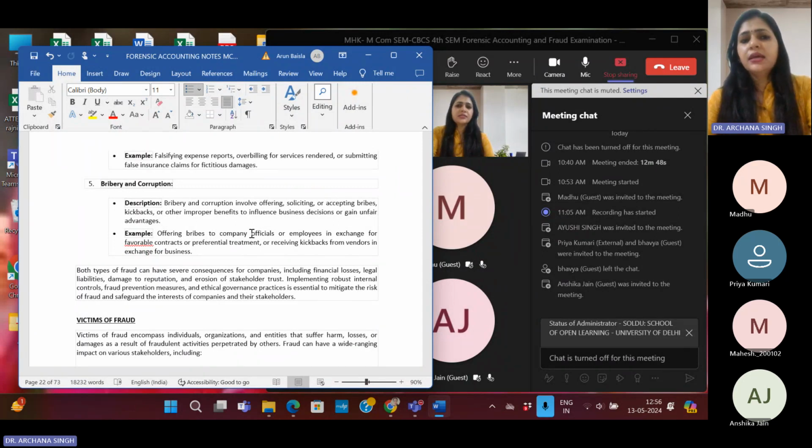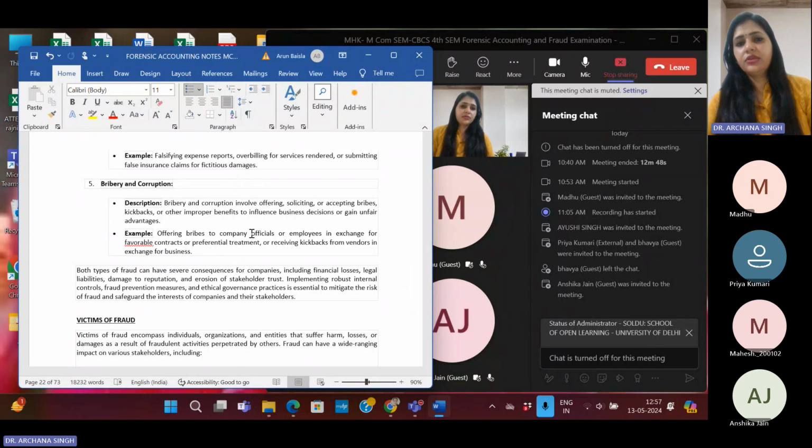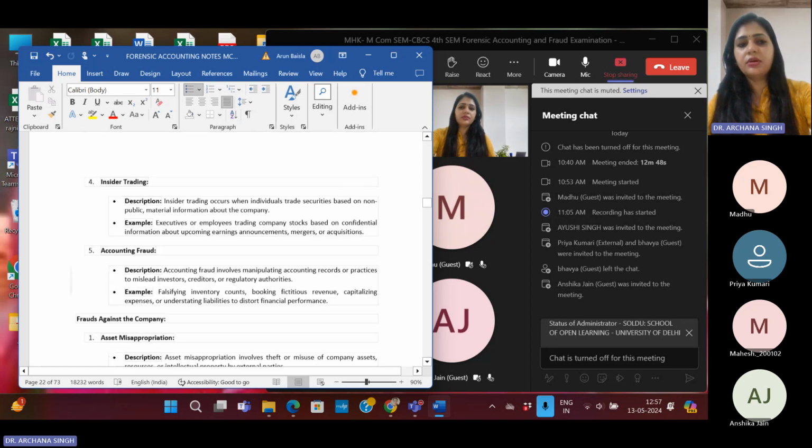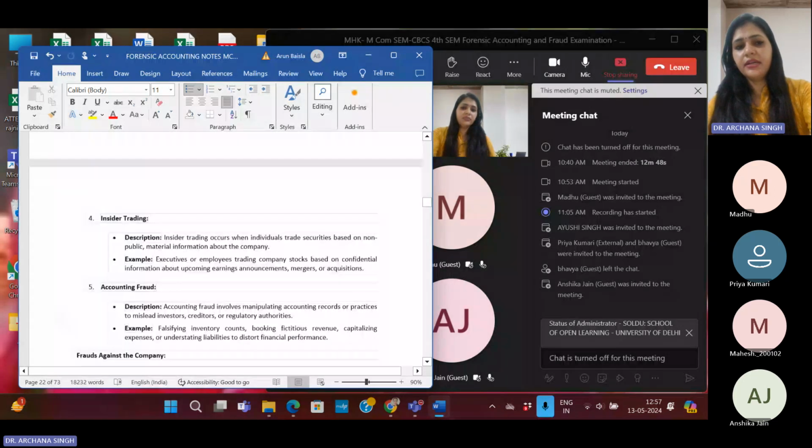So both types of frauds can have severe consequences for the companies, which include financial loss, legal liability, damage to the reputation, and erosion of stakeholders' trust. So they have to implement robust internal controls so that they can prevent these fraudulent activities, and ethical governance practices are essential so that they can minimize the risk of fraud, and the interest of the companies and stakeholders can be protected. So this was about frauds for the company and frauds against the company that we had discussed.